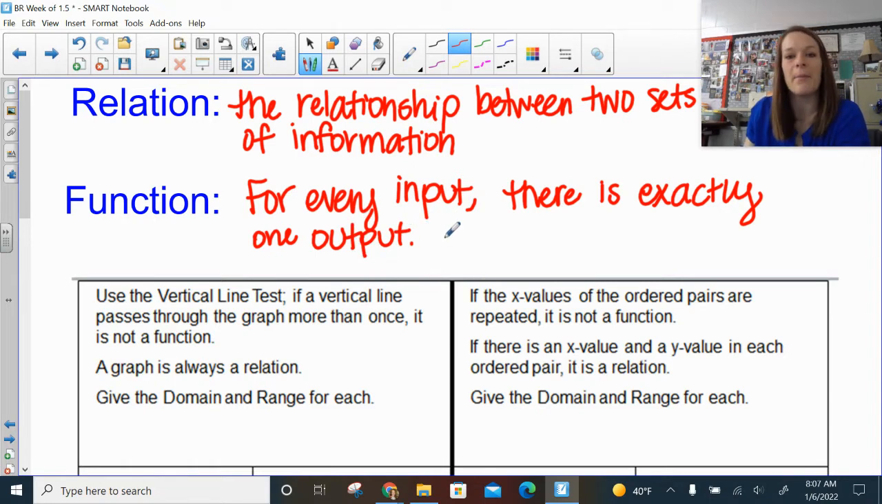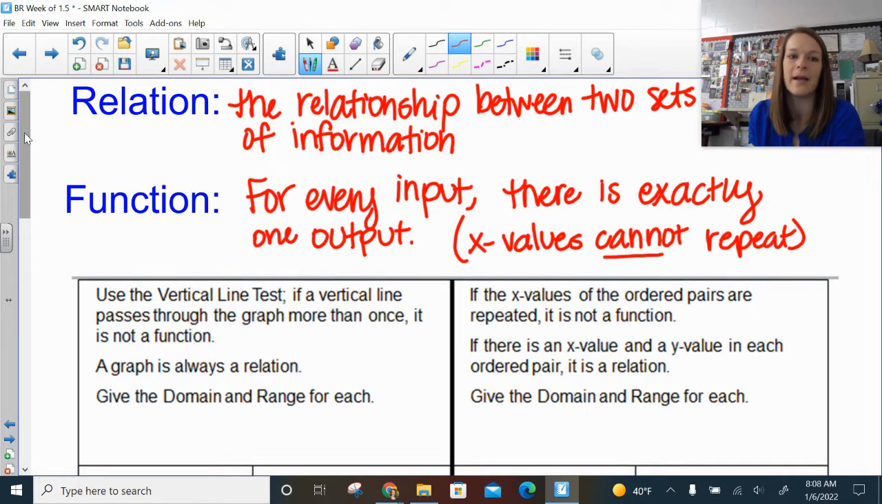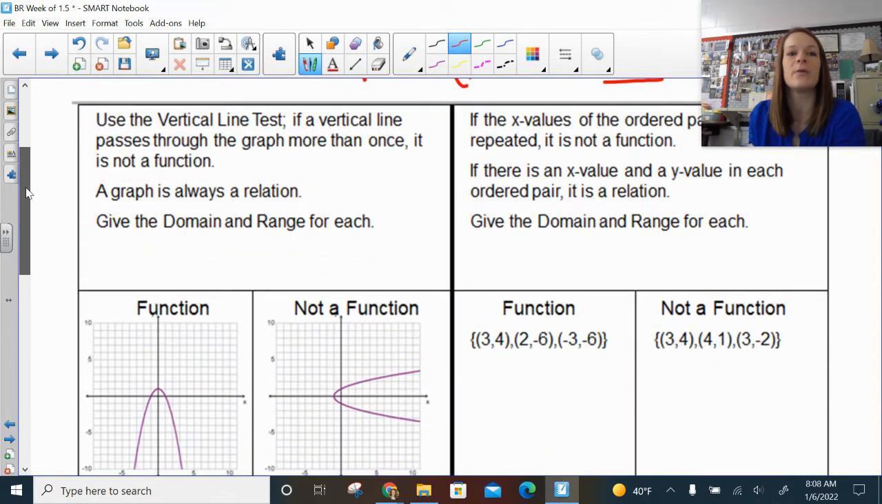Okay. Basically, when you're looking at different things that we're going to look at in the notes down here, you're going to look for all the x values to be different. The x values cannot repeat. That's your trick here. And the whole idea behind that is like your vending machine. You put $1 in, you get something out, and you only get that one item at a time. So there's several ways that we can look at this.